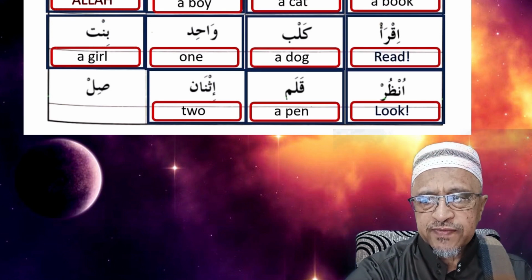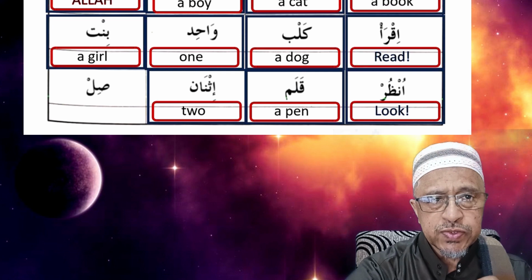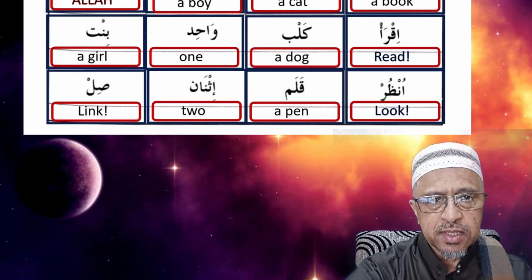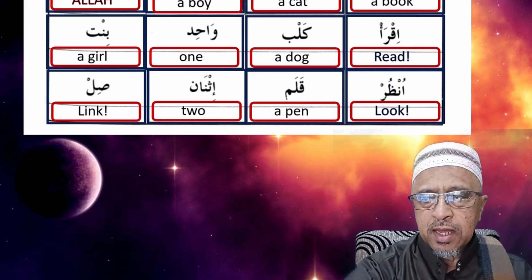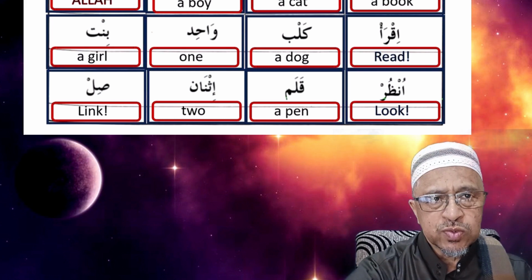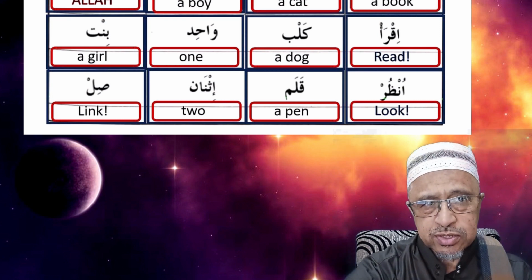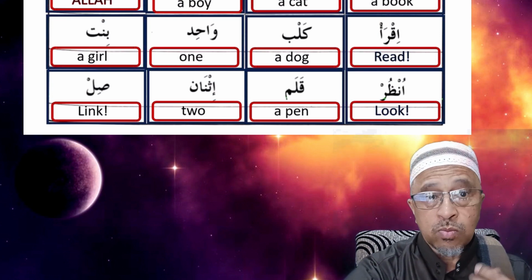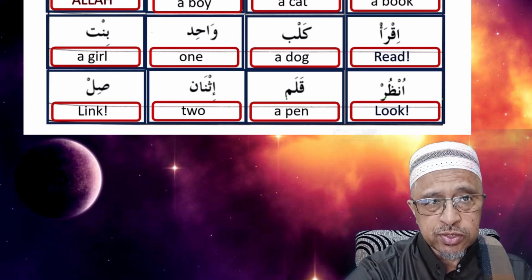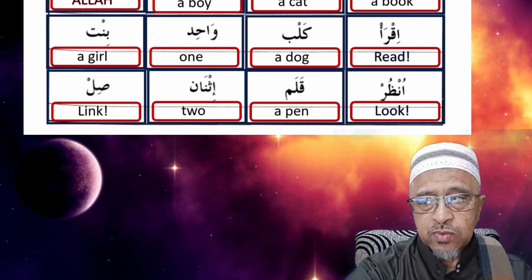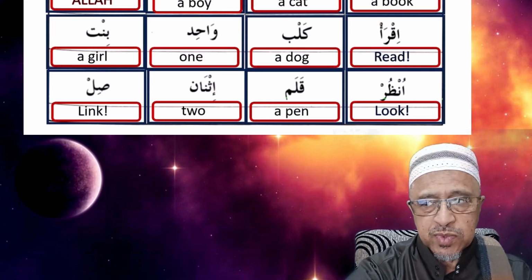And then of course finally the word sil. Sil means link, as we saw earlier on. Link. And of course again we see the sukoon at the end of the word, indicating it is an instruction or a command perhaps, or even a suggestion. Sil, which means link.